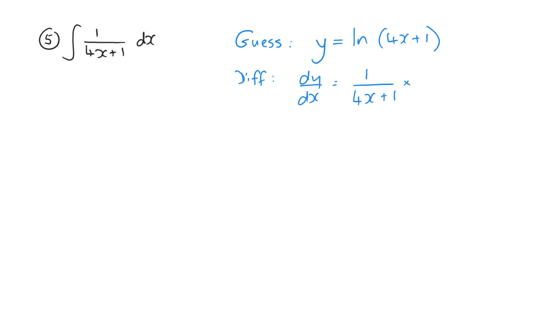times, and we'll have to differentiate what's in the bracket, so times 4. So you would get 4 over 4x plus 1. So that's nearly what we have. We don't want this 4 though. So we'll have to multiply that by a quarter to get rid of it, which means we'll have to multiply our guess by a quarter.